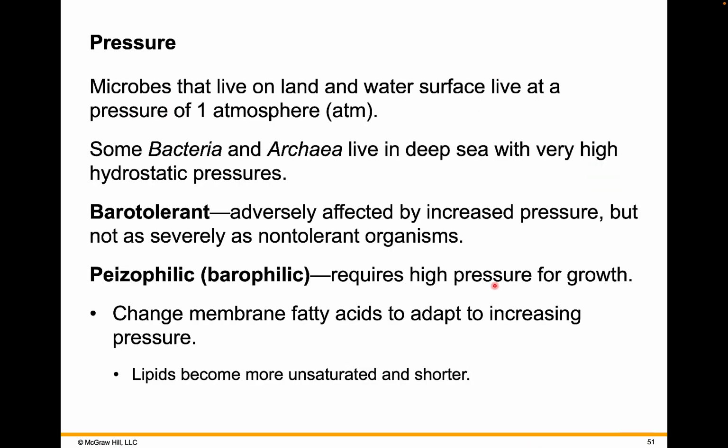The next environmental factor is pressure. The microbes that live on land and in water live at a pressure of 1 atmosphere, and some archaea live in the deep sea with very high hydrostatic pressure. These are barotolerant, adversely affected by increasing pressure, but not as severely as non-tolerant organisms. On the other hand, the piezophilic or barophilic bacteria require high pressure for growth. They change their membrane fatty acids to adapt to increasing pressure, and the lipids become more unsaturated and shorter.